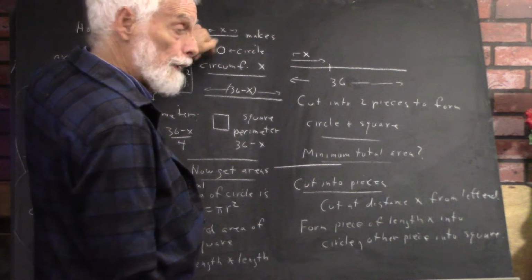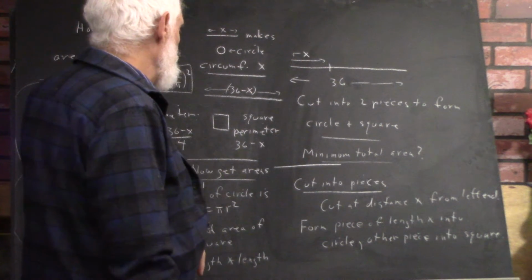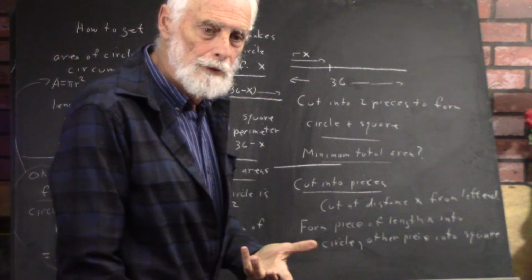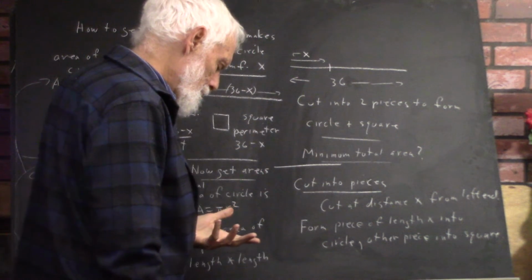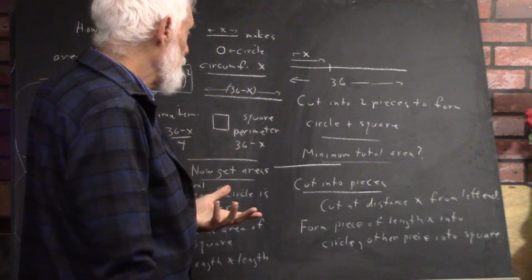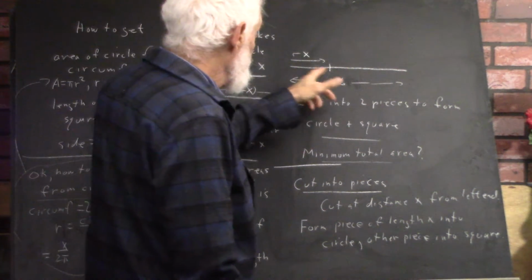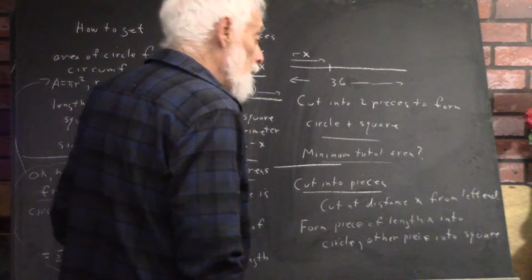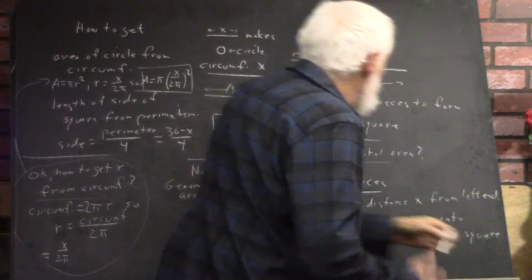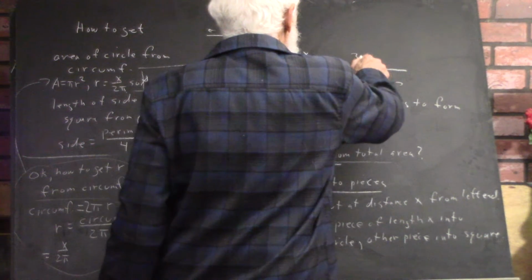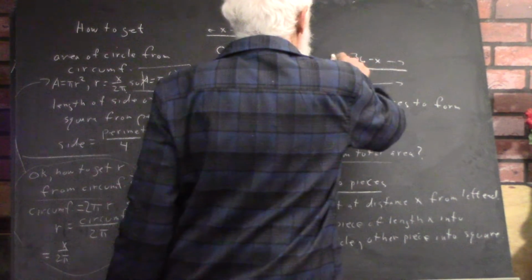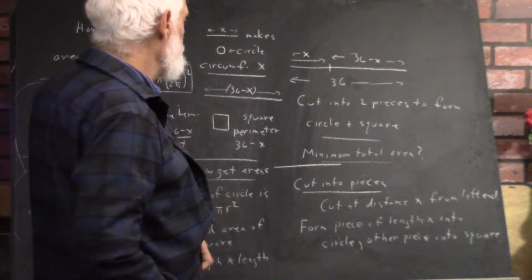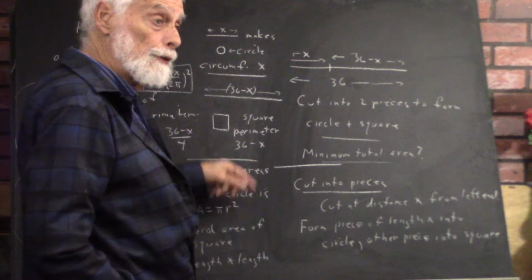People identified that when we asked. Then I asked, okay, how long is the other piece? I don't think I got as many responses on that, but if you think about it, if this piece has length X and the whole thing is length 36, then this piece has to be 36 minus X. So you've got a piece of length 36 minus X here, and you're going to put that into a square.